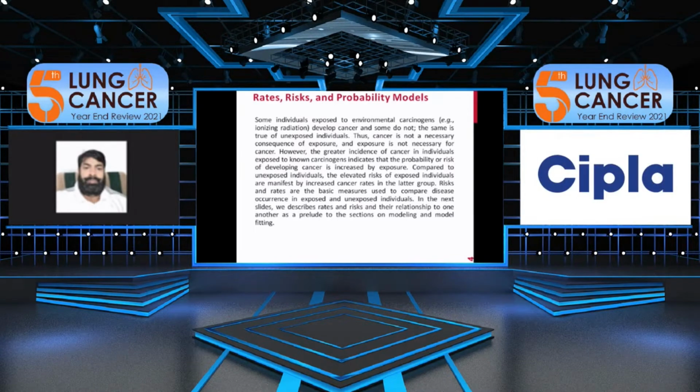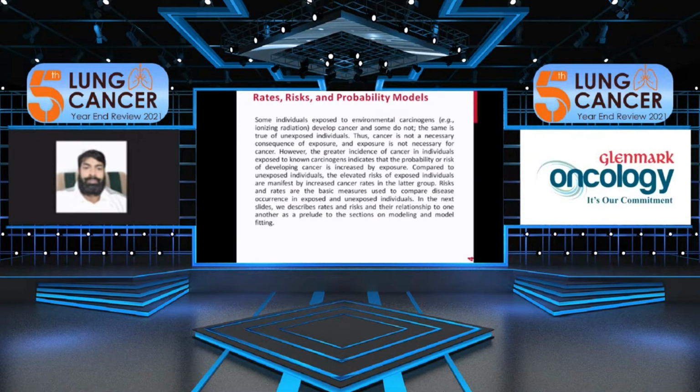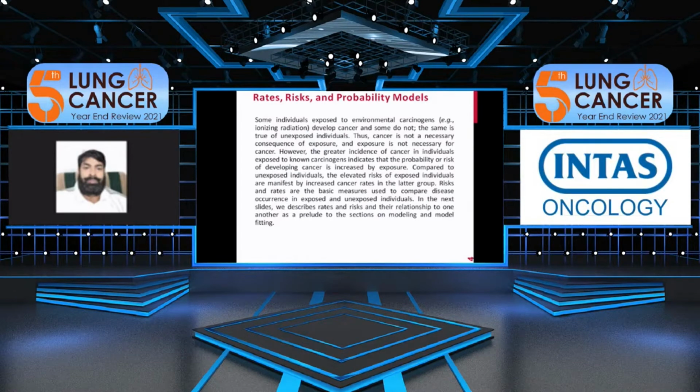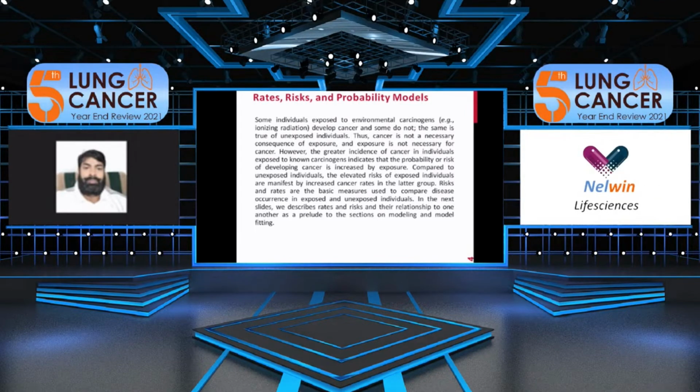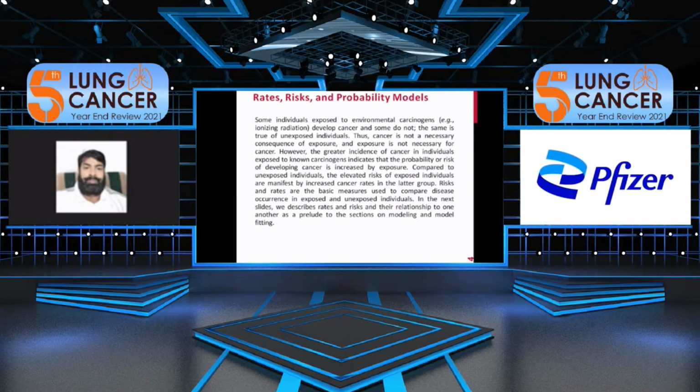However, the greater incidence of cancer in individuals exposed to carcinogens indicates that the probability or risk of developing cancer is increased by exposure. So compared to unexposed individuals, the relative risk of exposed individuals is manifest by increased cancer rates in the latter group. So risk and rates are the basic measures used to compare disease occurrence in exposed and unexposed individuals.